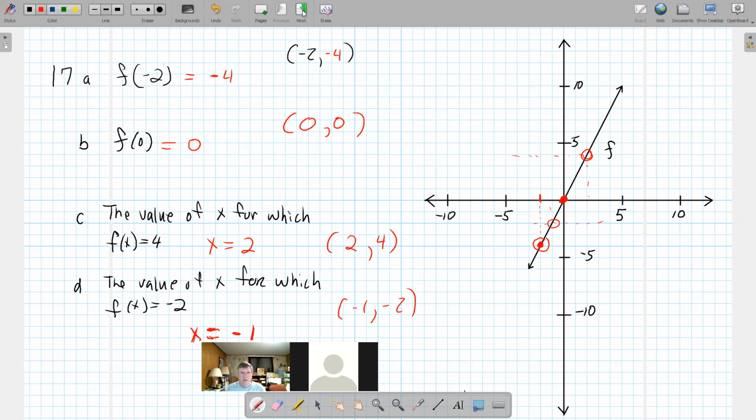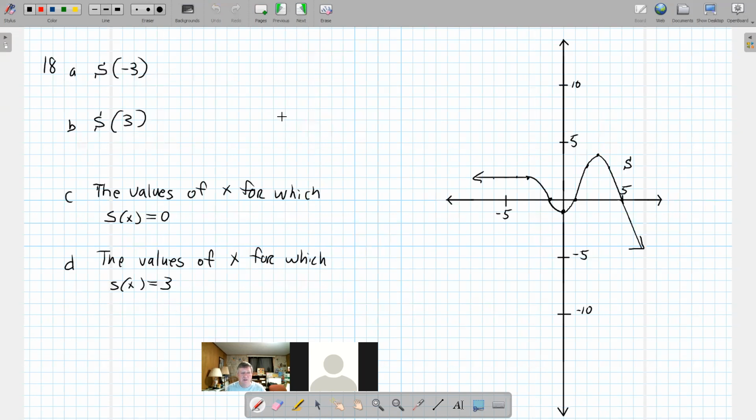Okay, let's go to the next page. Basically the same questions, except now we have the function s, and it's no longer linear. 18a, s of -3. So what do I want to do? I want to find the corresponding output when the input is -3. Well, here's -3. So when the input is -3, the output is 2.